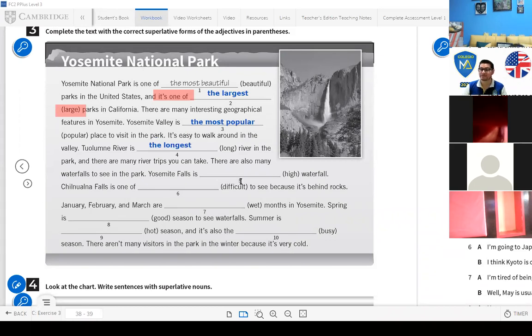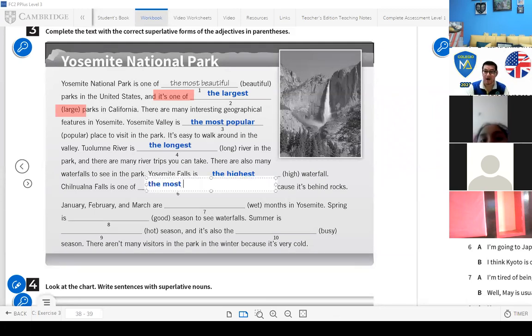Yosemite Falls is, okay, with high. Recuerda, todo superlative da y al adjetivo high le agregas est. Listo, ya está. The highest waterfall, ¿no? Chilnualna Falls is one of the, tenemos aquí el adjective difficult, okay? Let's write here. The most difficult. El más difícil, to see because it's behind the rocks.